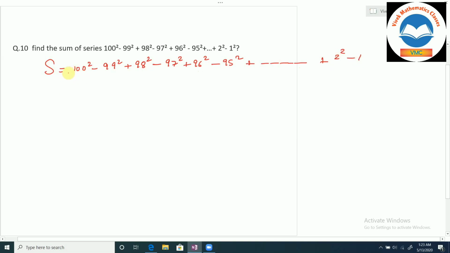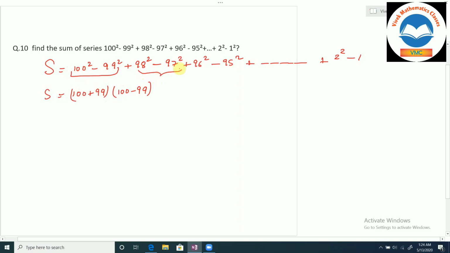So here we have not been given a direct AP or GP. AP only we are saying, but it is not given directly. So what will we do? We will try to convert it. If you see the first two terms, 100 square minus 99 square, what can we write this as? A square minus B square. The first bracket is A plus B, 100 plus 99. The second bracket will be A minus B, 100 minus 99.